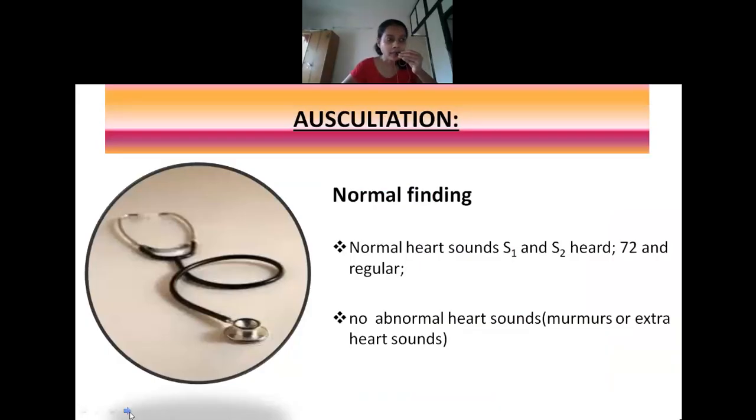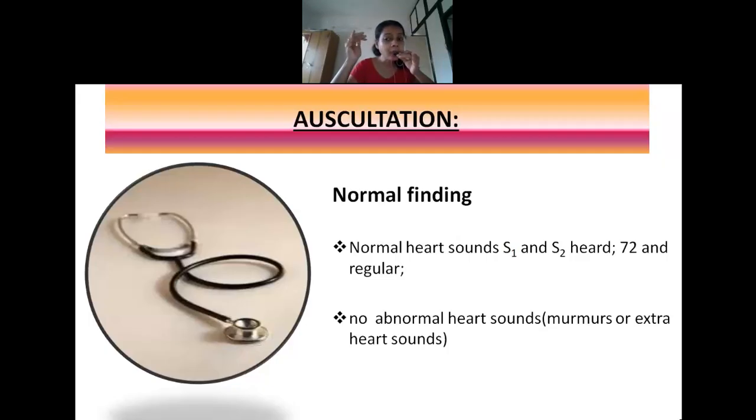Next is auscultation. In auscultation, you are using the stethoscope, both the bell and the diaphragm. As I already told, bell you should use for low pitched sound and diaphragm for high pitched sound. Normally in auscultation you will listen for the normal heart sounds. Which are the normal heart sounds? S1 and S2. And what is the normal heart rate? It has to be between 60 to 100. Between 60 to 100 is the normal range. Normal heart sounds are S1 and S2.